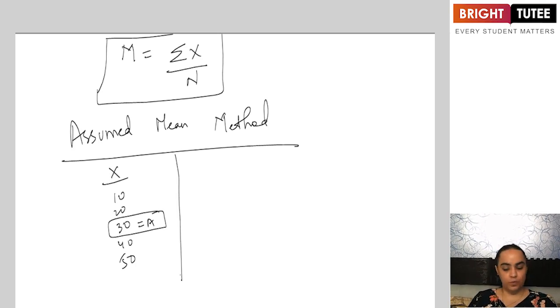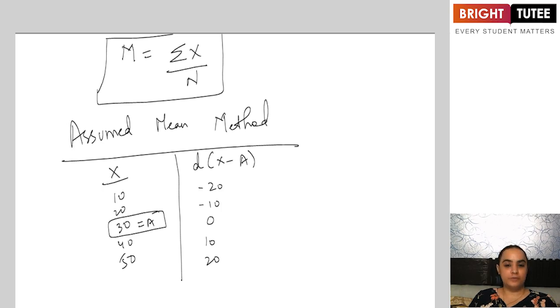After x, what do we need? We need the d, the deviation. And how do we calculate the deviation? By subtracting the assumed mean from x. Now start subtracting. 10 minus 30 is minus 20. 20 minus 30 is minus 10. 30 minus 30 is 0. 40 minus 30 is 10 and 50 minus 30 is 20.